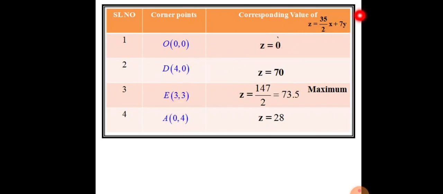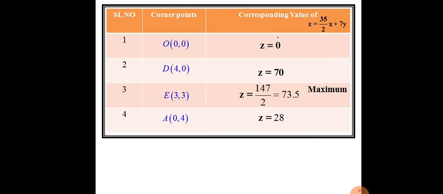Put x equal to 0 and y equal to 0 in the objective function, we get z equal to 0. Put x equal to 4 and y equal to 0, we get z equal to 70. Put x equal to 3 and y equal to 3, we get 147 divided by 2 or 73.5. Put x equal to 0 and y equal to 4, we get z equal to 28. By observing these 4 points, 73.5 is the maximum value.